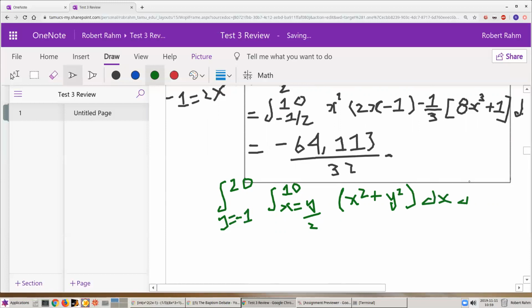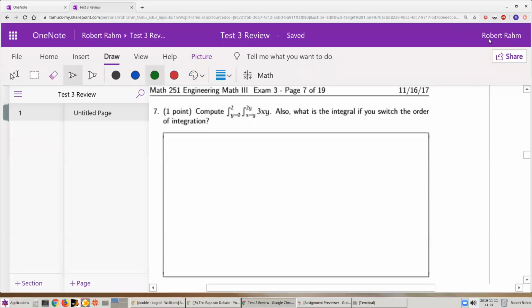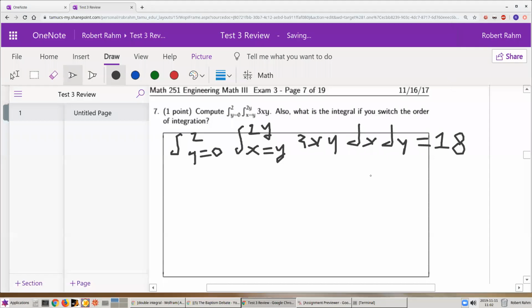Just like this. Okay, and that is the answer to the second part of the question. So really the big thing in this problem is switching the order of integration. The first integral that we have is not that difficult of an integral to do. It's just equal to 18.